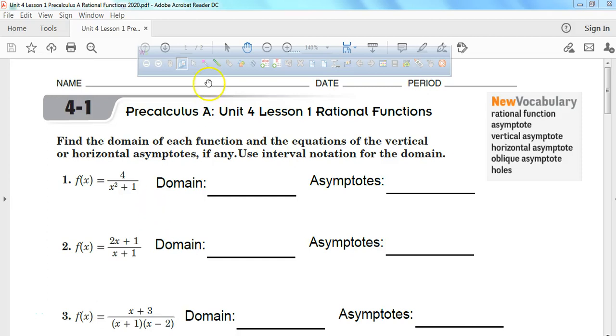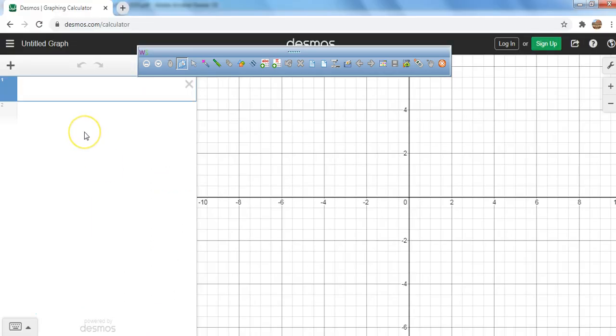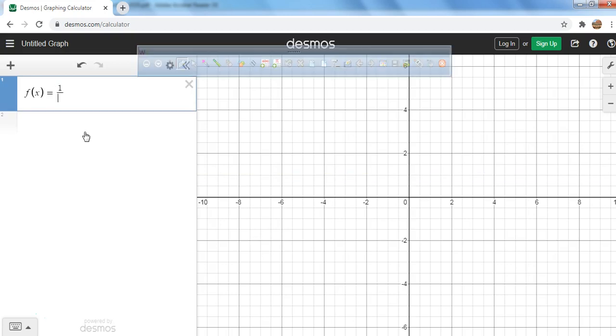Alright, so today we're beginning our unit about rational functions. So we're going to be dealing with different rules that you're going to need to write down. The first thing we're going to talk about is the parent function for all rational functions. The parent function for all rational functions, I'm just going to type in f of x. You could type in y if you want to. Is 1 divided by x.